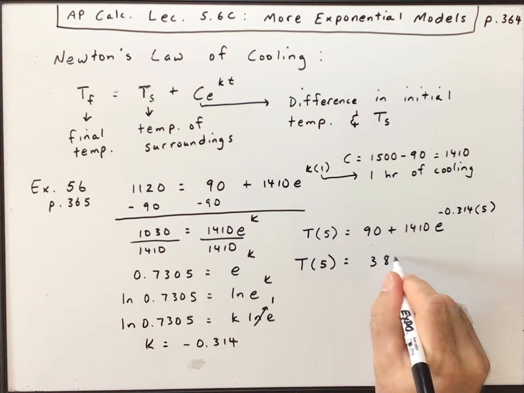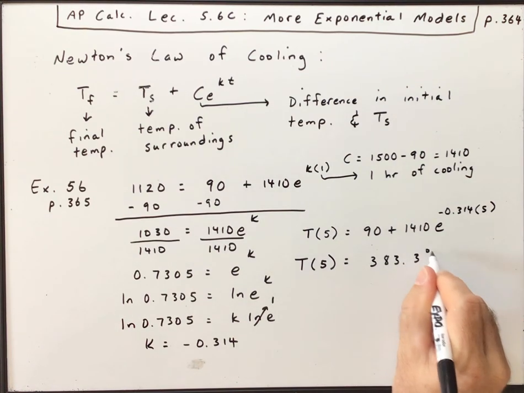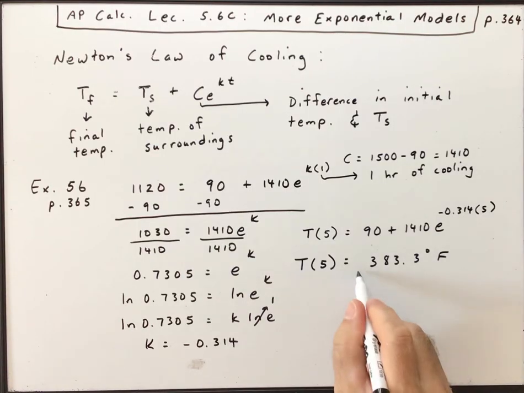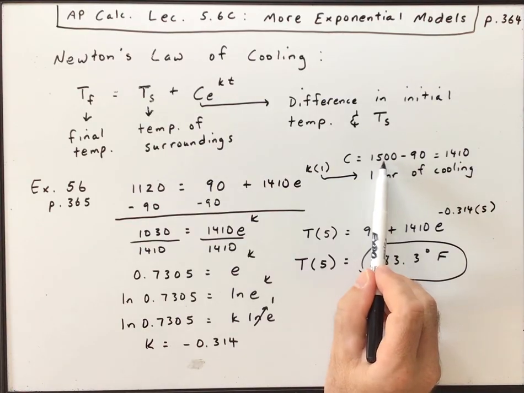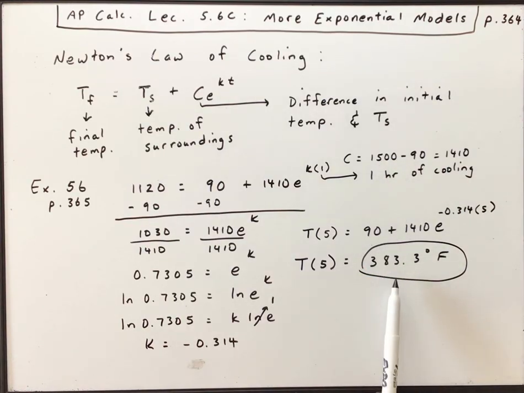So that makes sense because we're cooling down after 5 hours. We started at 1500. After 5 hours of cooling, we are down to 383.3 degrees Fahrenheit.